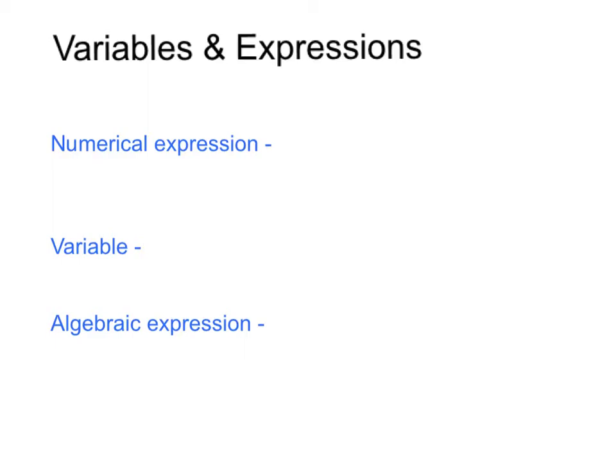When we talk about a numerical expression, we're talking about an expression that only has numbers in it. So something like 8 plus 3 minus 2 would be an example of a numeric expression. It's all just basic numbers. So it's an expression, not an equation. There's no equal sign. So this is something that we could simplify using the order of operations.